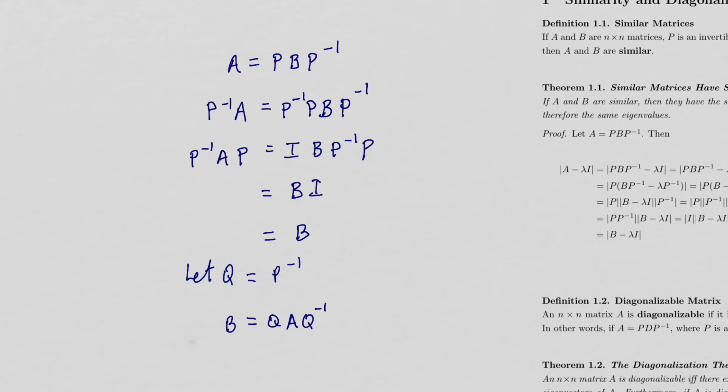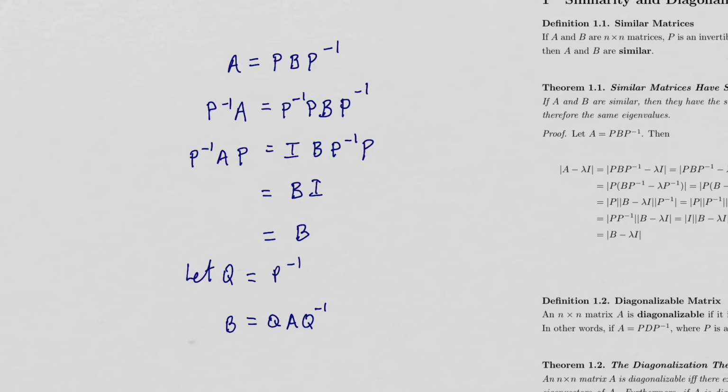Before we look at the proof of that theorem, I just want to point out that if A is similar to B, then B is also similar to A. In other words, if A is equal to P B P inverse, well, we could multiply both sides of this equation on the left by P inverse, and then again on the right by P. P inverse times P is the identity, and P inverse P here is also the identity. And so we end up with B equals P inverse A P.